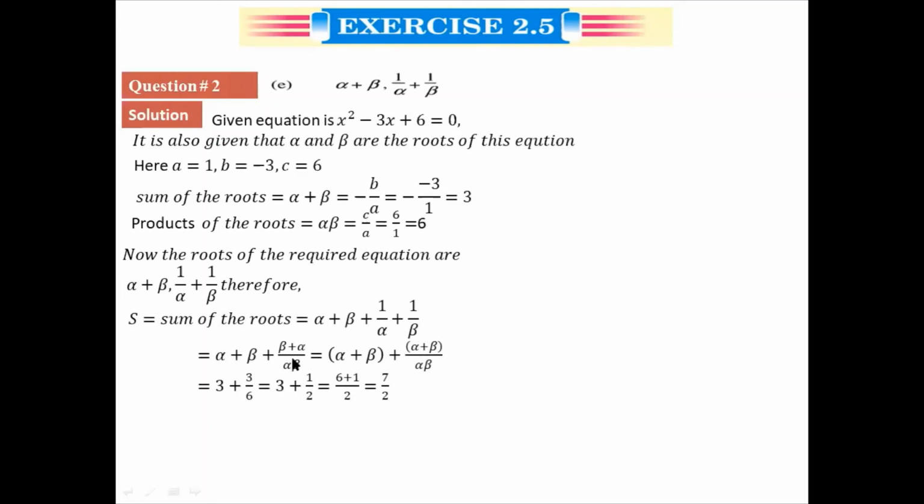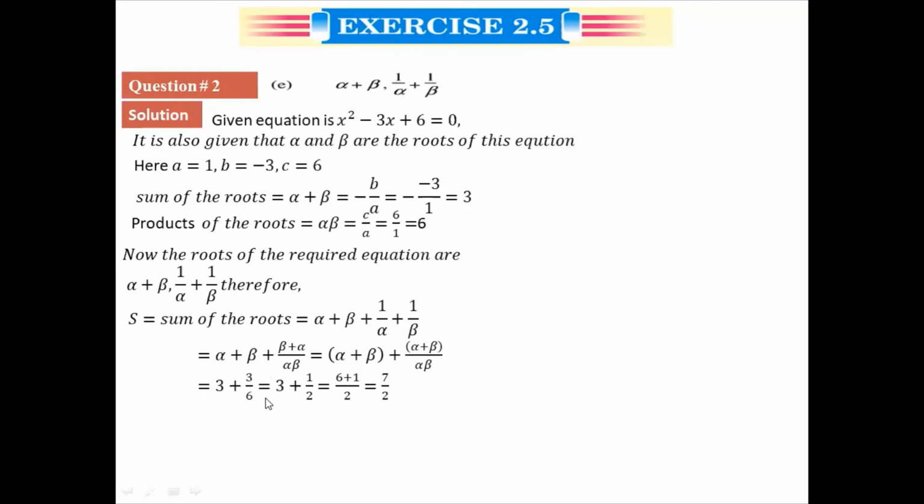So this alpha cancels out with this one, we are left with beta, and when we multiply beta with this one, we have beta. And now this beta cancels out with this one, we are left with alpha. When alpha is multiplied with 1, we have alpha. So by rearranging, we can write this as alpha plus beta divided by alpha beta. Now we have to replace the value. Alpha plus beta is equal to 3, and alpha beta is 6.